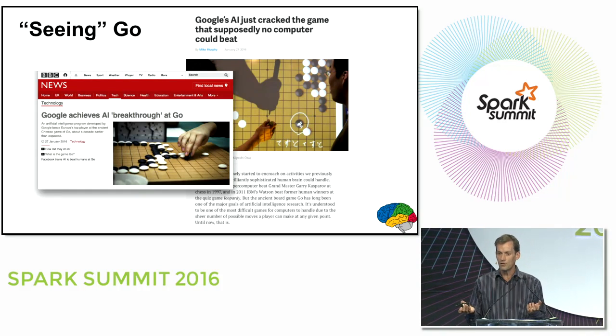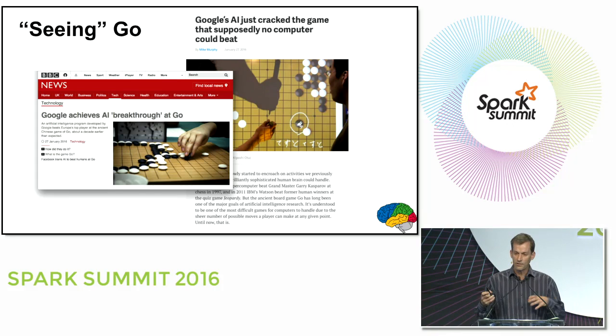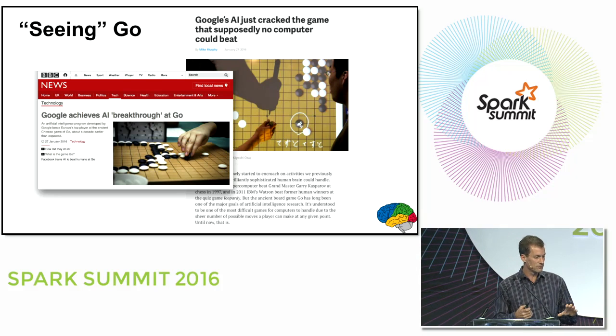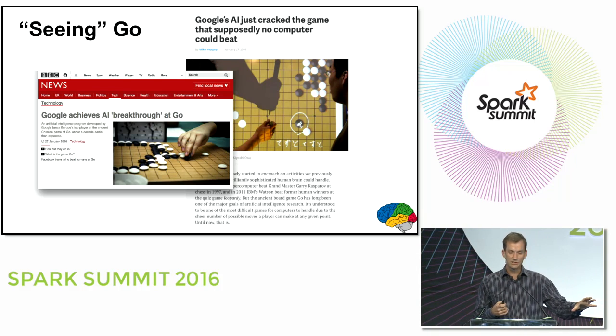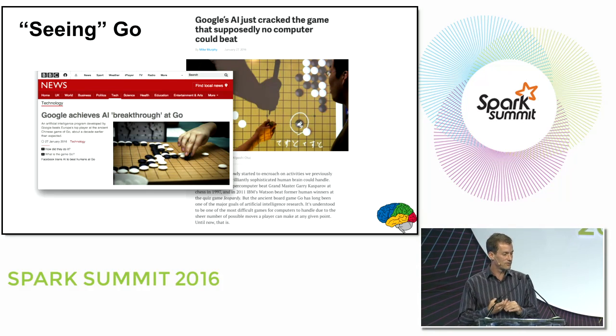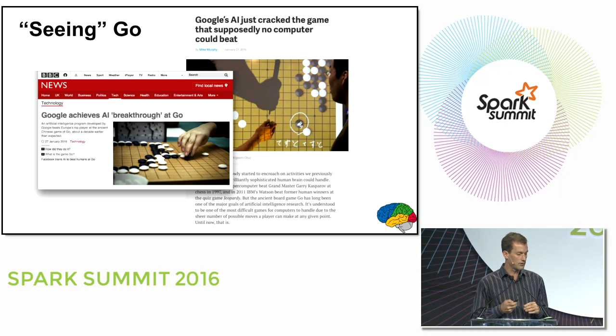The recent AlphaGo competition, where DeepMind's system played the world champion in Go and defeated him 4-1, which was a big breakthrough, actually used TensorFlow for training some of that system and used the tensor processing unit custom hardware to run the system during the matches.